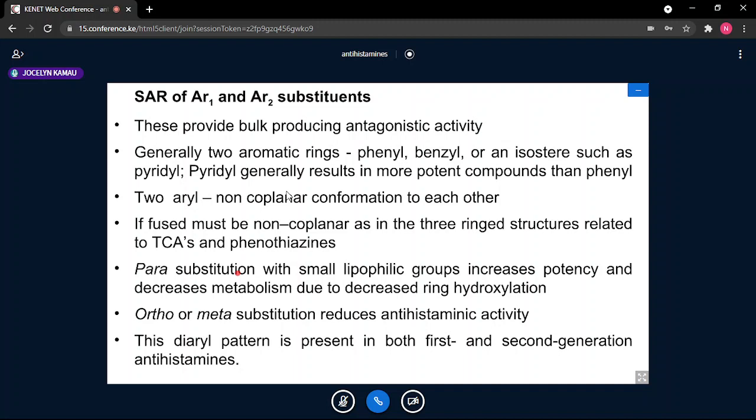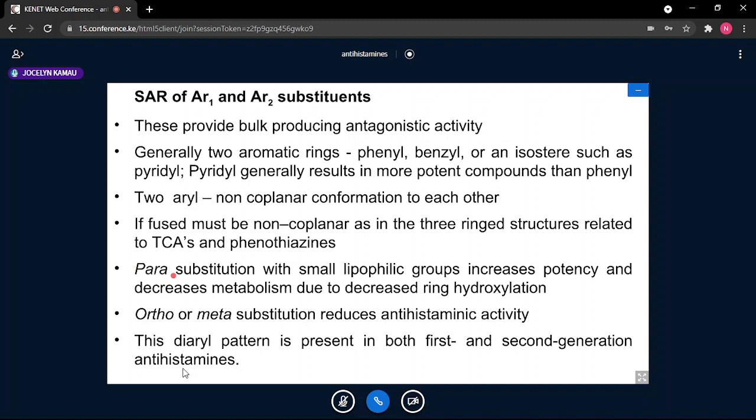from attaining the maximum non-coplanarity, which is required for activity. So if you do ortho substitution, as I have said, like in orphenadrine, you find that orphenadrine has minimal antihistamine activity, which can simply be explained by the fact that when you do an ortho substitution in any of those rings, you prevent them from attaining the optimum non-coplanarity that is required to bind the receptor.